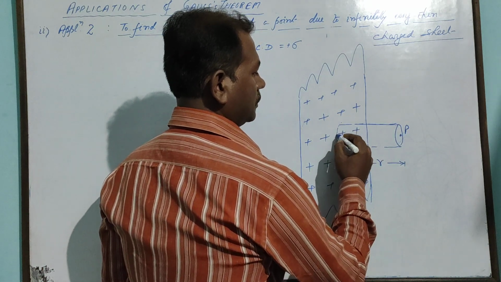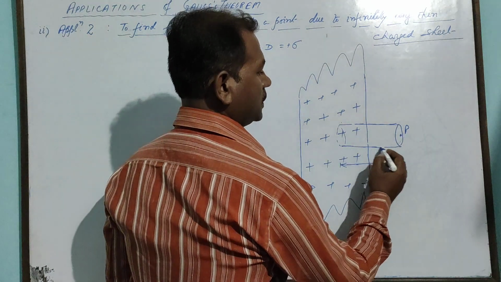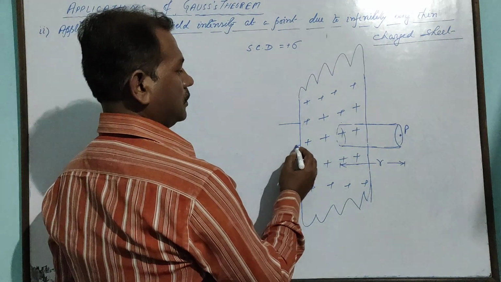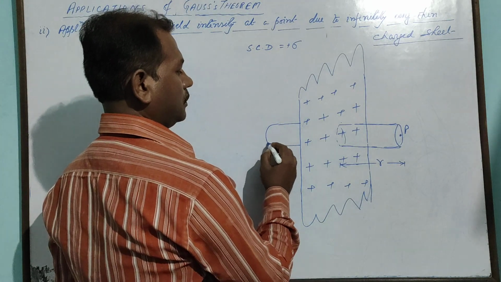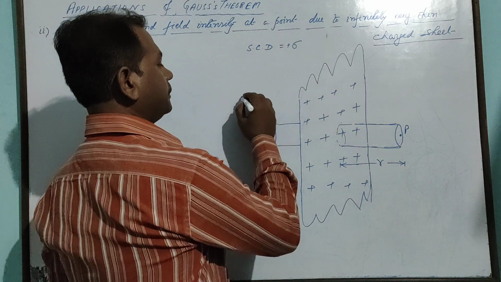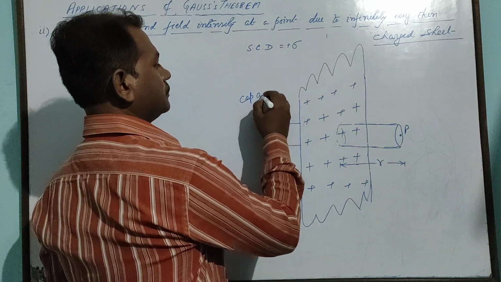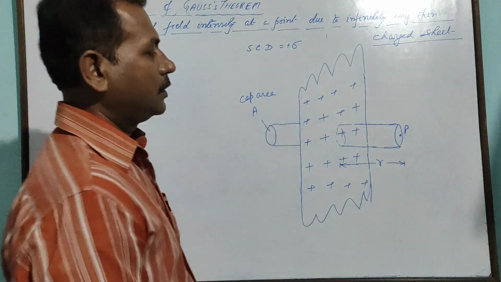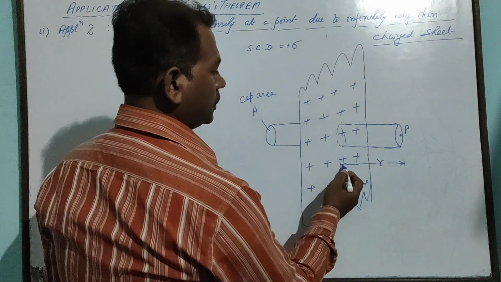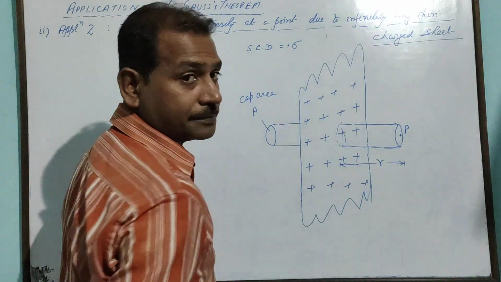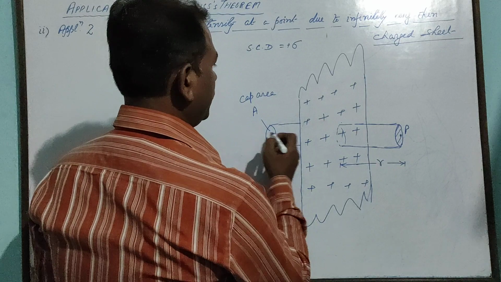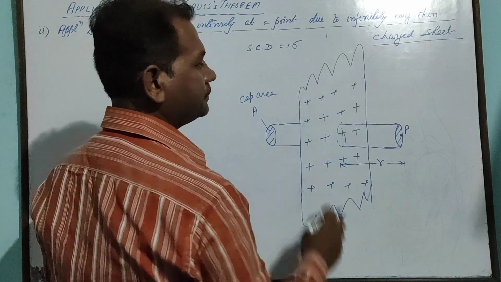This is a Gaussian surface I am drawing here. Its cap area is A. Its length will automatically become 2r, r from this side, r from this side, and the cap area, as we have taken, is A on both the sides.